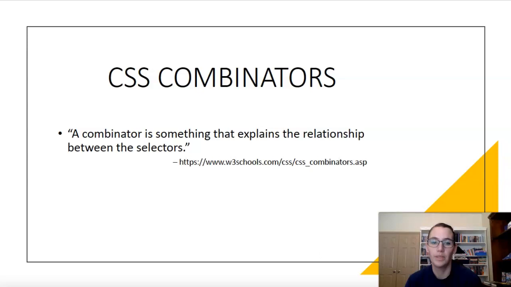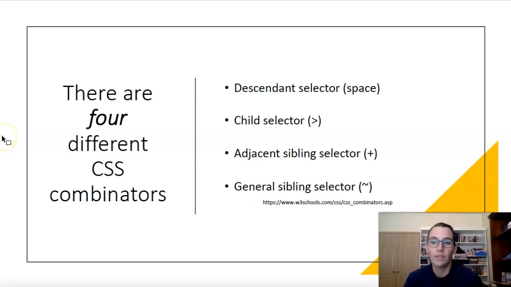According to w3schools.com, a combinator is something that explains the relationship between the selectors, like a div and a paragraph. There are 4 different CSS combinators: a descendant selector, or a space, a child selector, or a greater than sign, adjacent sibling selector, or a plus sign, and a general sibling selector, or a tilde.